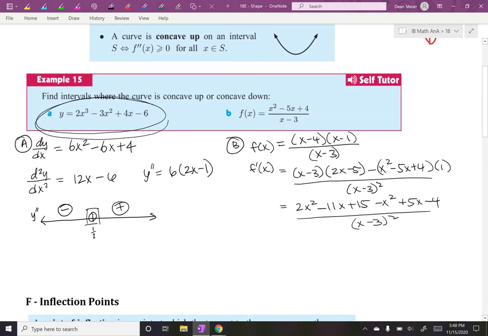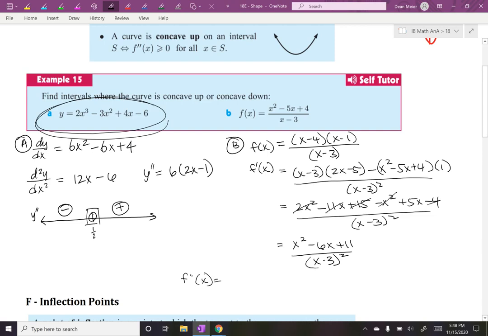And that will get me 2x squared minus x squared, which is x squared. Negative 11 and 5 is negative 6x. And 15 minus 4 is 11. So plus 11 all over (x minus 3) squared. Now, the bad news there is that that did not reduce anymore, and I was kind of hoping the top would factor. It doesn't. So let's go on and find the second derivative, because that's really what we're after here.